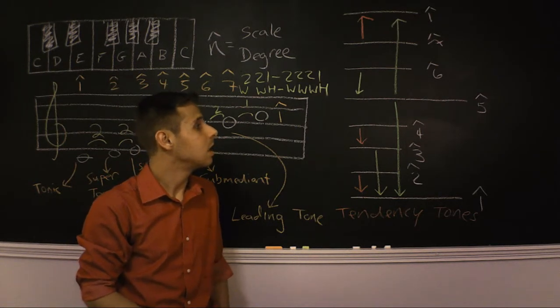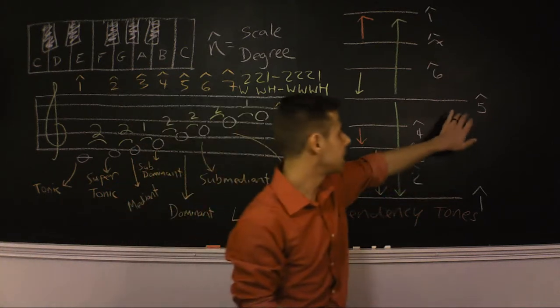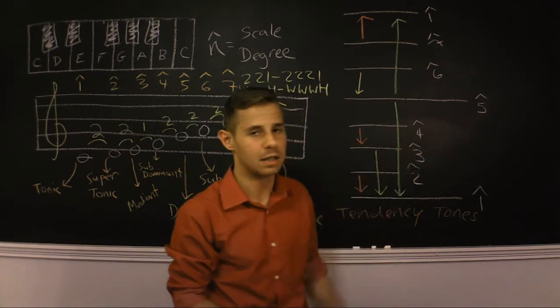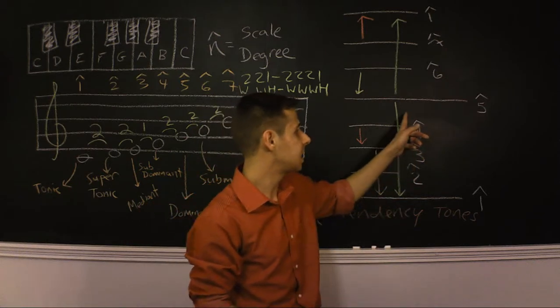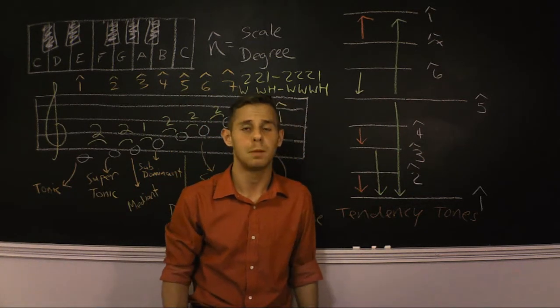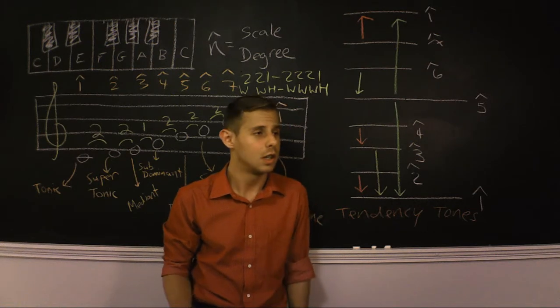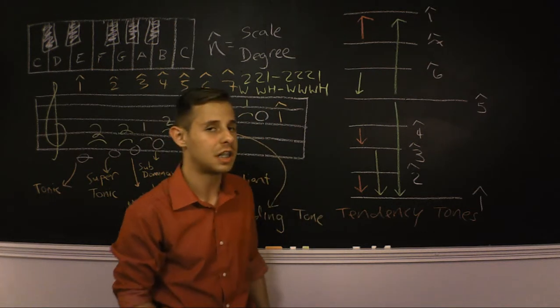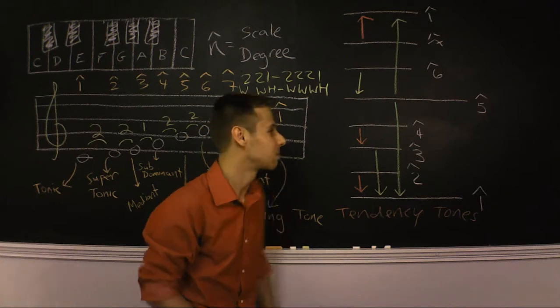Now, because 5 is a fairly stable note and this is a weak pattern, this is actually less to do with tendency tone and more to do with root motion, which is something we have not covered yet, but we'll cover in future videos. So if you're interested in what root motion is, we'll talk about it soon.